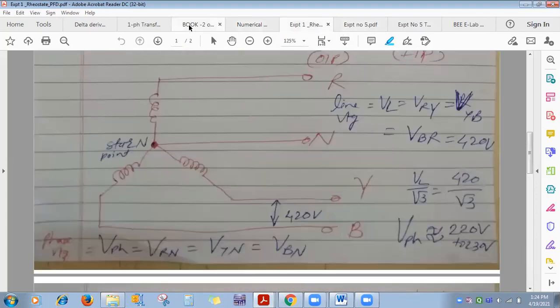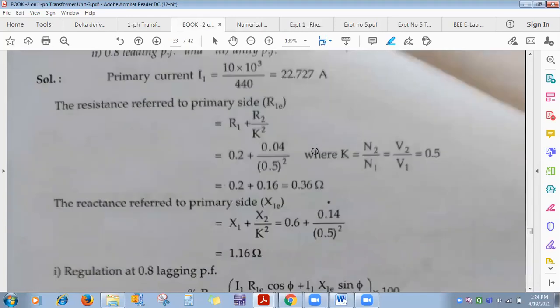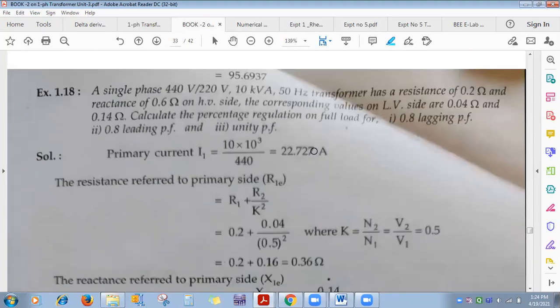Another type of voltage regulation numerical you will get asked. That one we are going to see now. See this one. This is a very good numerical. Everyone please concentrate. This material I already forwarded to all of you. See here, a single phase 440 volt to 220 volt, which means it's a step down transformer. KVA rating is 10 KVA, which means it's a full load KVA rating. 50 hertz single phase transformer.